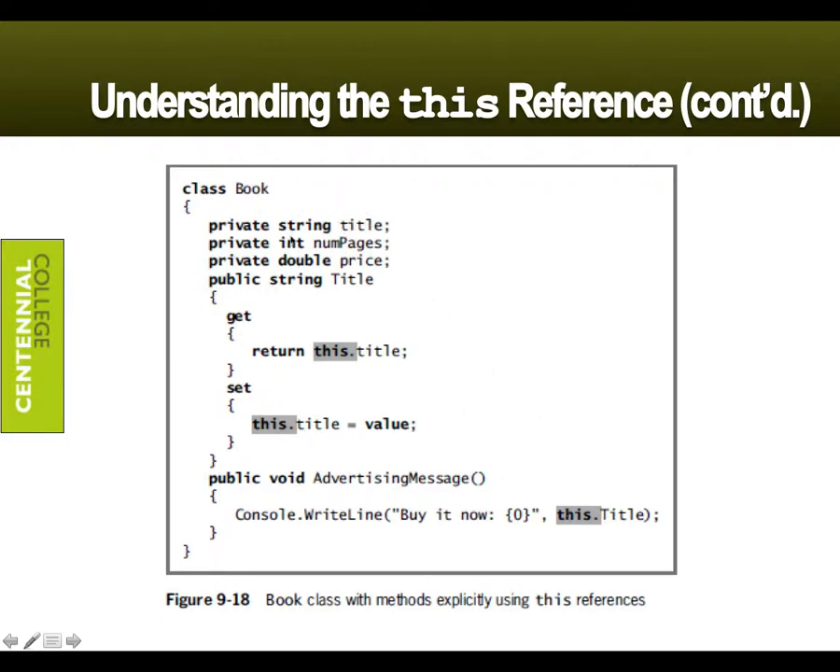And all it's doing is saying, I want this one. I don't want another local one or some other title. I want the title that's inside the instance variable title. So it specifically points to that, so there's less chance for error or ambiguity, right? And that's why we do it.